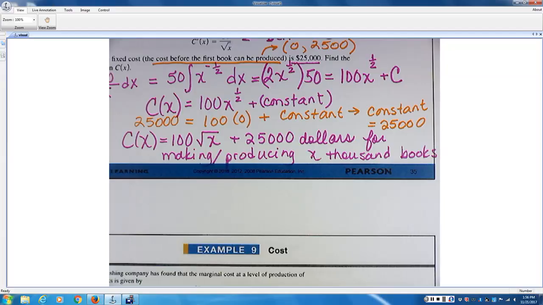And that is your cost model there. C of X then is equal to 100 times the square root of X plus $25,000 for producing X thousand books. Don't forget your units. Any questions? So there's one really good use of being able to take an antiderivative. If you're given a marginal cost, you can find the cost function from the marginal cost.